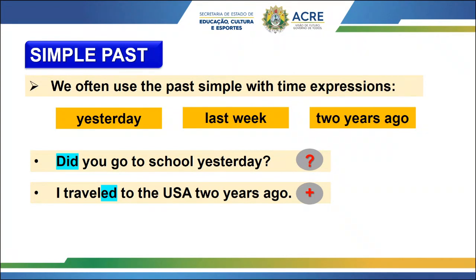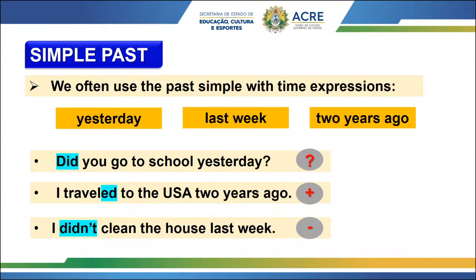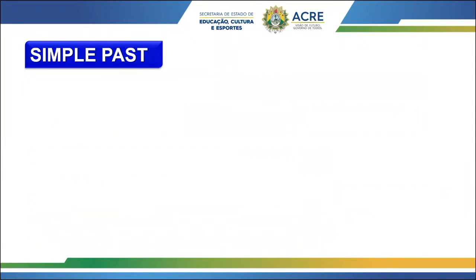I traveled to the US 2 years ago. 2 years ago, it's a time expression. It's a finished, a completed action. I didn't or I did not clean the house last week. That's the negative sentence. Okay, it's just to review, you know that. Pay attention to these sentences.